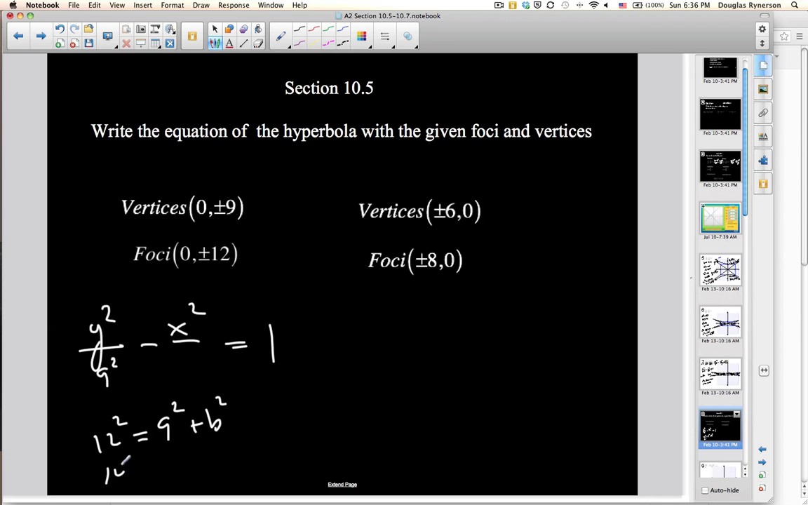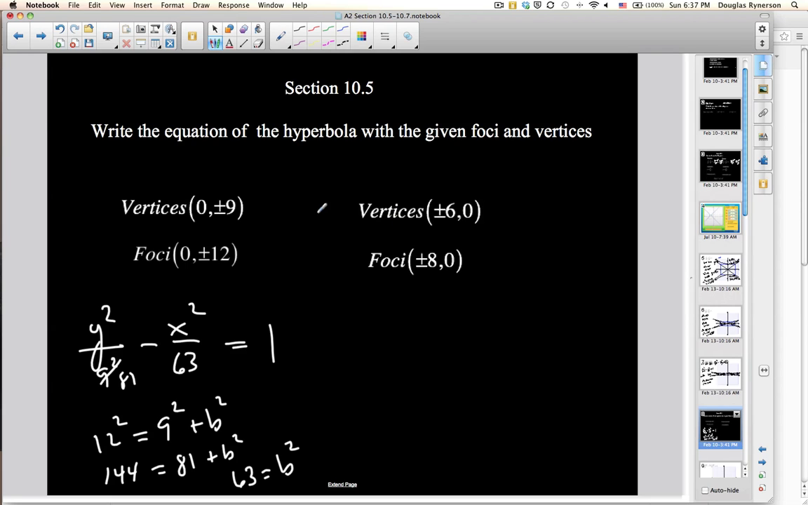So 12 squared is 144, 9 squared is 81. So when I subtract 81 from 144, I get 63. So b squared is 63. Okay, I could write this as 9 squared. I could also write it as 81, which might look a little more comfortable for you.